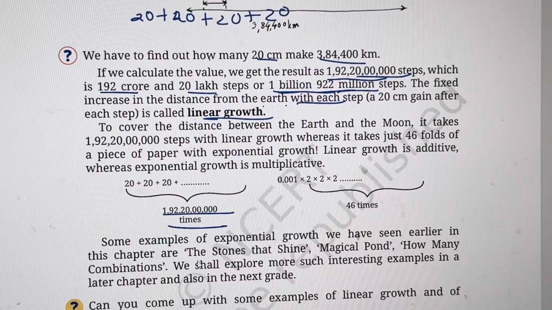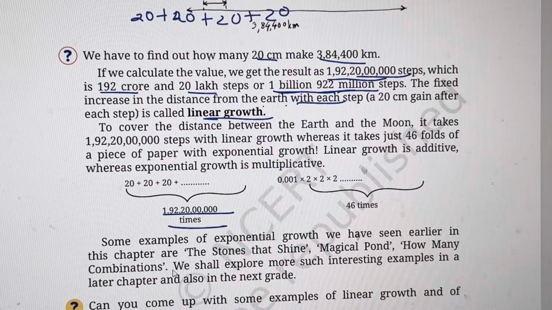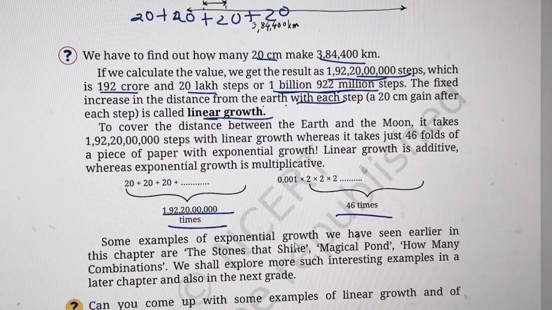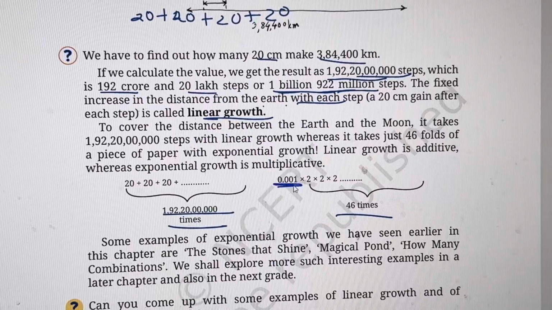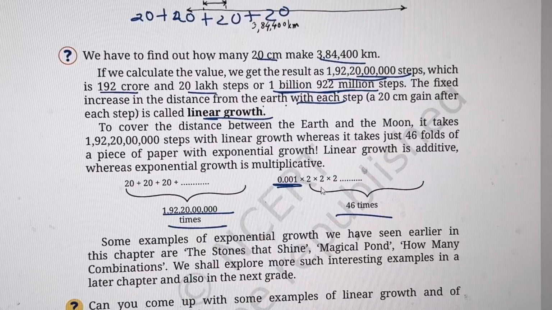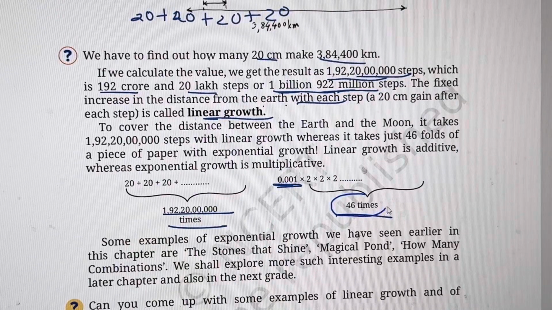And if you remember the activity which we did in the beginning of this chapter, the paper folding activity, we saw that when we fold the paper, if you fold it to a 46th time, then you reach the moon. Do you remember the thickness? This is the thickness of the paper. And then we were just doubling it. We were folding, means we were doubling it. So here we are multiplying it by 2. And at the 46th fold, we could reach the moon.